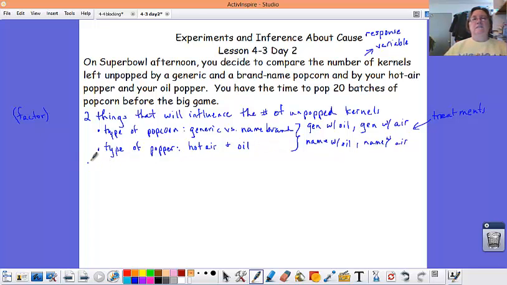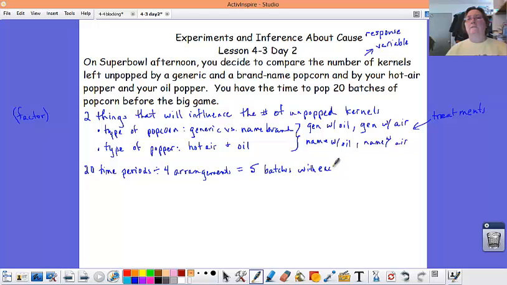Now you got to think about this is the cerebral stuff about our experiments. Now we got to get down to the nuts and bolts. We have 20 time periods that we can spend. It says time to pop 20 batches, so really we have 20 time periods. And if you divide that by the number of arrangements or treatments, you'll see that we are going to be able to do 5 batches with each treatment or arrangement. Okay?